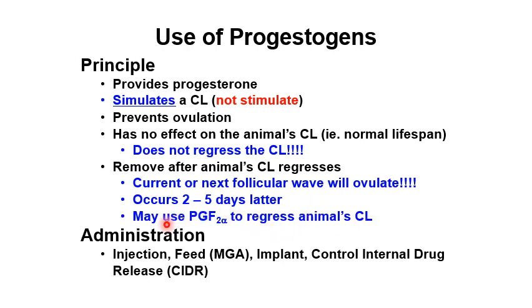So there are various preparations that are available. We have the injection. We also have the progestogen that is available in the feed, that is the melengestrol acetate. We also have the implant and the controlled internal drug release, or the CIDR, via the vagina. For the implant, we have this in the ear implant.